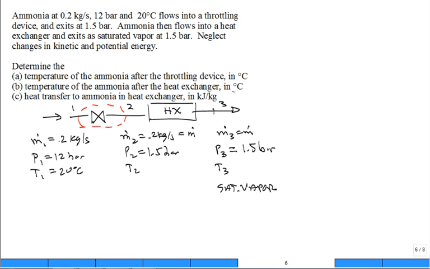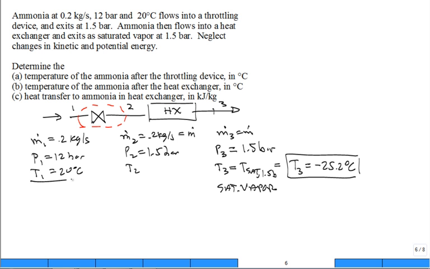Part B is easier to answer in this case, isn't it? Can you tell me what the temperature at state 3 is? The pressure is 1.5 bar and it's saturated vapor. It's T-sat at that pressure, isn't it? It's the saturation temperature at the pressure 1.5 bar for ammonia. And when we look that up in our table, we find that it's negative 25.2 degrees C.